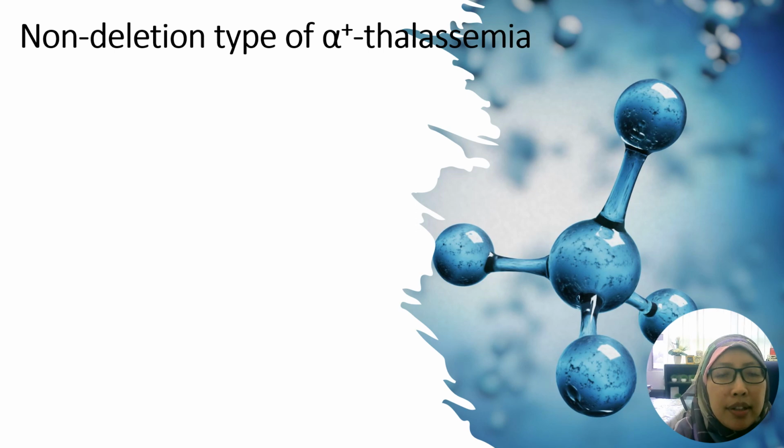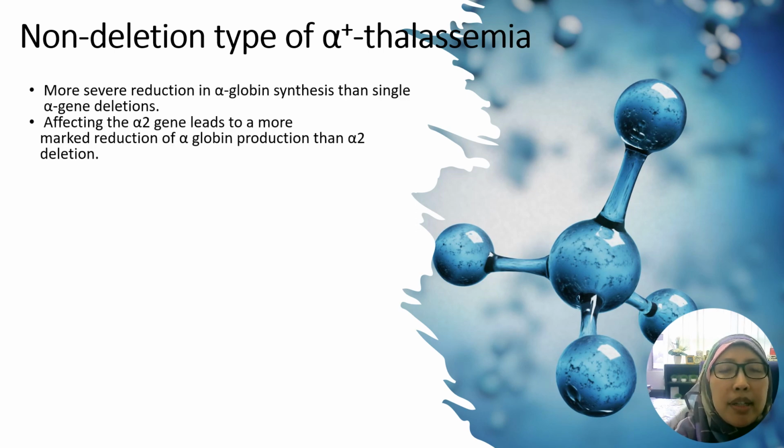Okay, for non-deletional alpha plus thalassemia, nearly 70 types of non-deletional alpha thalassemia have been reported worldwide, and most mutations occur in HBA2 rather than HBA1. And some of these non-deletional types of alpha plus thalassemia may cause a more severe reduction in alpha-globin synthesis as compared to single alpha gene deletions, as there is no upregulation in the alpha-1 gene.